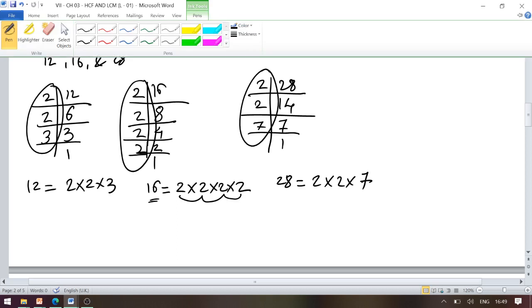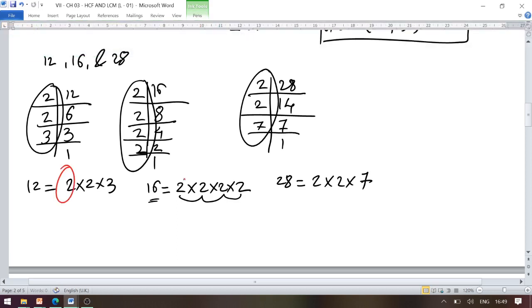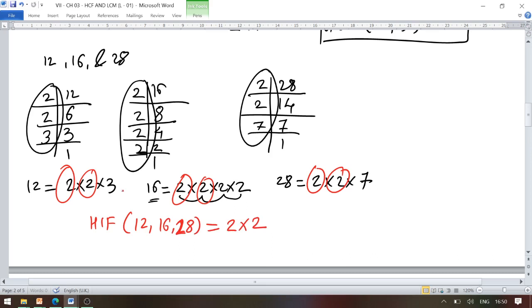Among them, just circle out the common primes. We have a 2, and again one more 2. So the HCF of the three numbers 12, 16 and 28 is given by the product of their common primes. 2 2s are 4. So the HCF of the given three numbers 12, 16 and 28 is 4. You may write it as the GCD, that means greatest common divisor, of 12, 16, 28 is 4.